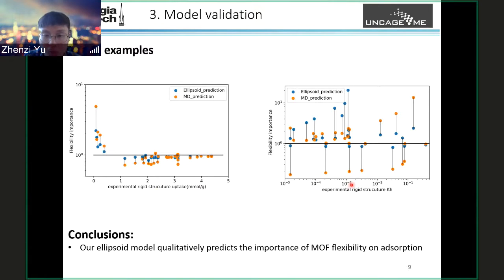But in terms of quantitative prediction, sometimes these two methods vary a little bit. So our conclusion is that our ellipsoid model qualitatively predicts the importance of MOF flexibility on absorption.